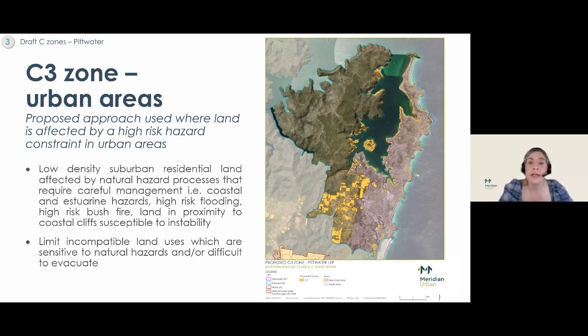Across Pittwater urban areas, there is an increase in C3 zoned properties. The map on the right shows that most of the land proposed to be included in a C3 zone in urban areas generally includes properties along the coastline. Properties identified for a proposed C3 zone are largely as a result of the property being affected by coastal and estuarine hazards and/or being affected by coastal cliff hazards.